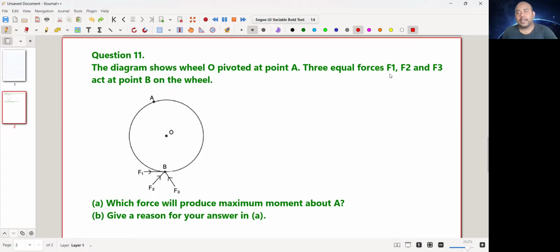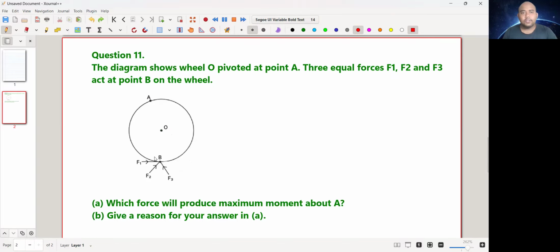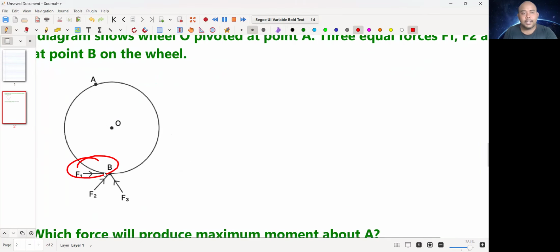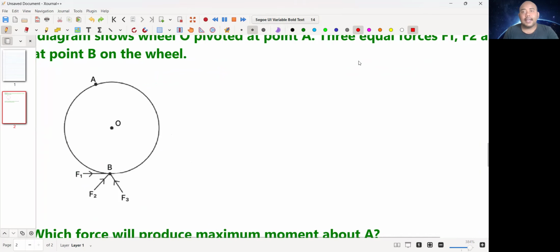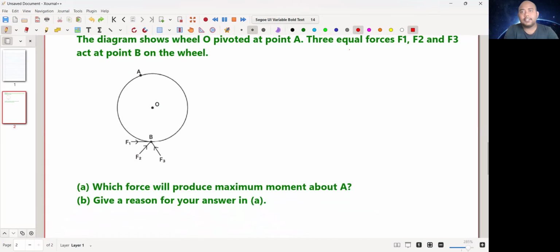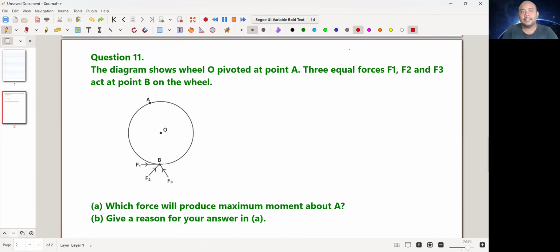Three equal forces F1, F2, F3 are acting at point B on the wheel. Very easy. So you can see that there are three forces, F1, F2, F3, very clear from the photo. Three forces are there and they are equal in magnitude. The question is already telling this, that these three are equal forces, and they are acting at point B on the wheel. Very simple. The question is, which force will produce the maximum moment about A?